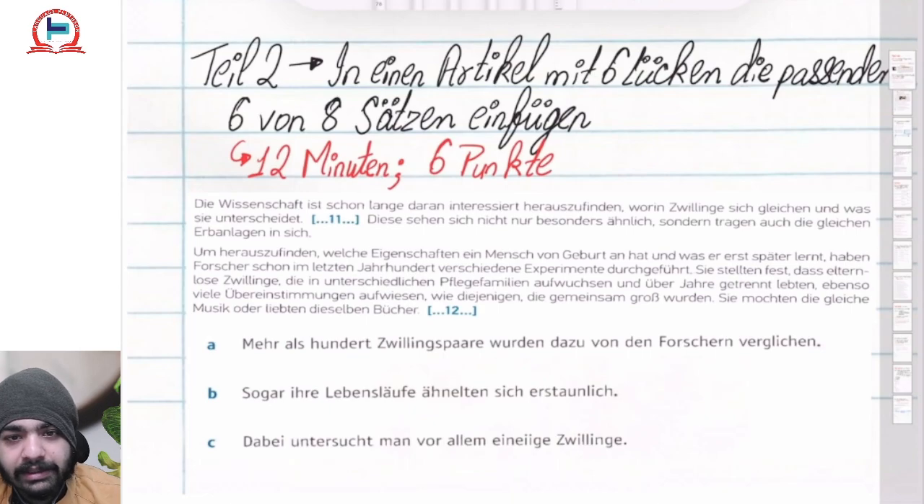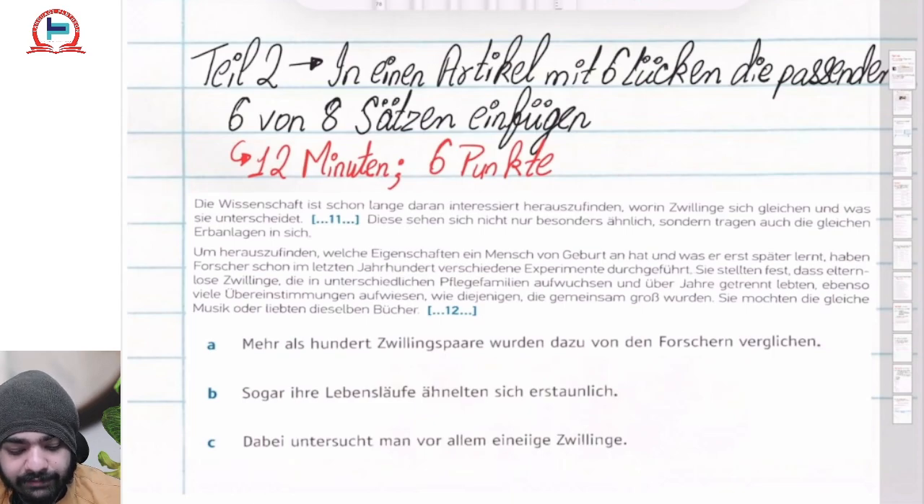In einem Artikel mit 6 Lücken die passenden 6 von 8 Sätzen einfügen. So there will be an article before you. In that article, there will be 6 blanks given. And on the following page, you're going to have 8 sentences. 6 blanks, but 8 sentences to look out for. You have to choose the correct 6 sentences out of those 8 sentences to fit into those blanks.